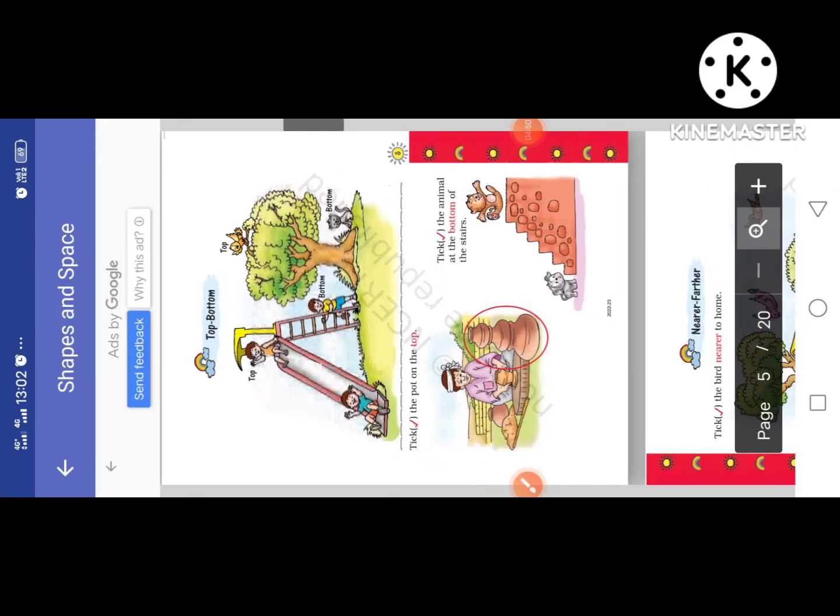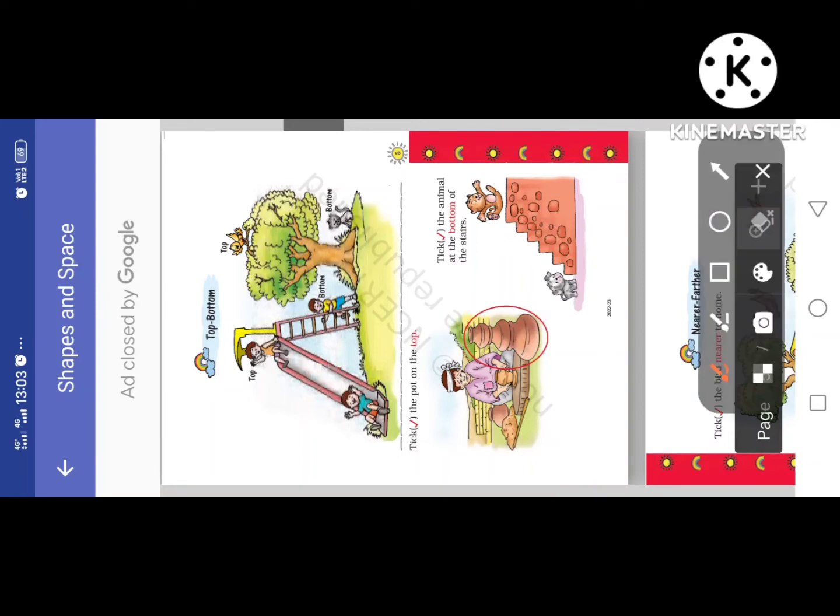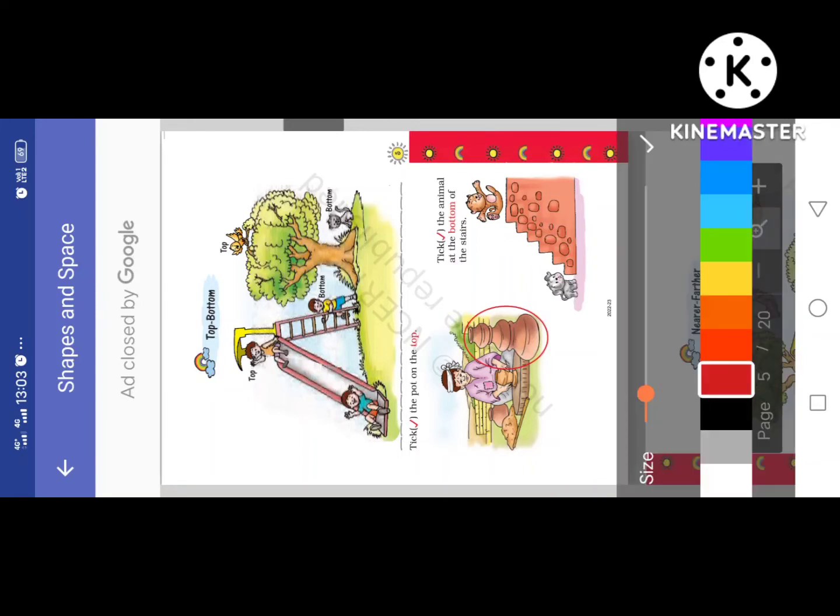Top and bottom means... See here, the concept of top and bottom: there are three students playing in the park. One boy is on the slide. Which boy? This boy is on the slide and he is on the top. But this boy is in the bottom.